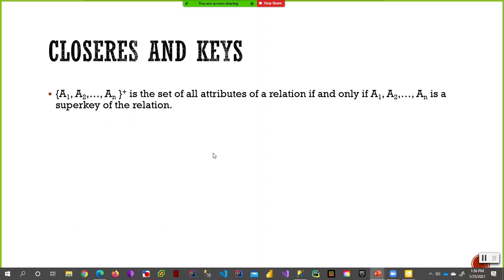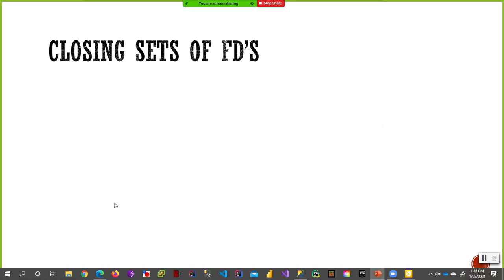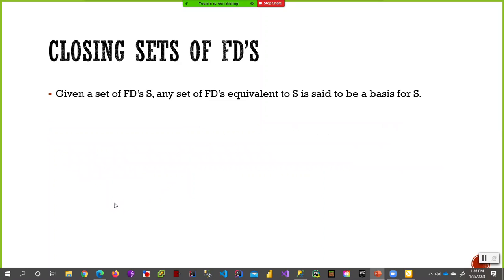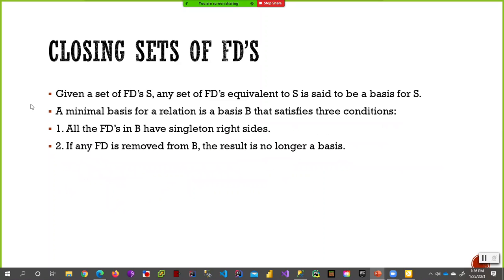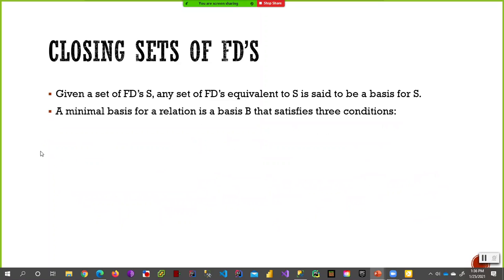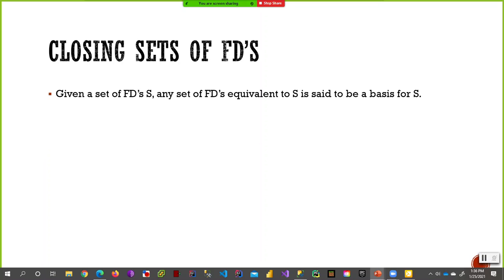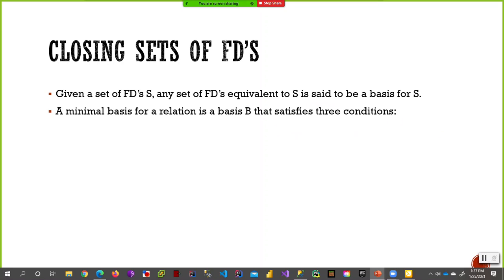All right, so closure and keys, we talked about this. Okay, yeah. So closing sets of functional dependencies. Given a set of functional dependencies, and they use S a lot for those sets, I guess because S is the first letter in set. And I try to use the vernacular that the book uses as much as I possibly can. Any set of functional dependencies equivalent to S is said to be a basis for S.